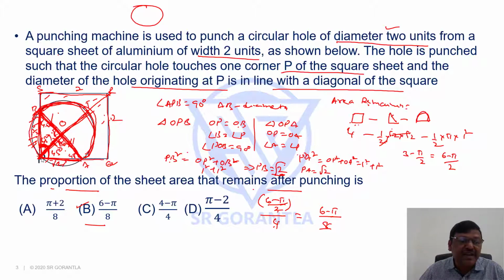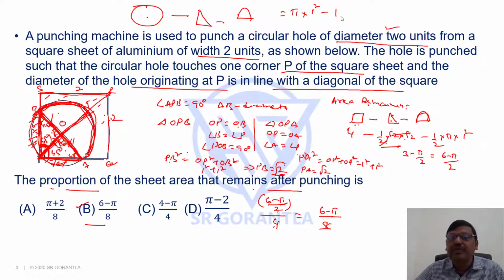This is the entire circle, minus this I have to remove. What is this? We already discussed here. That's nothing but one right angle triangle and one semicircle. Right? So the area of the entire circle is going to be pi r square. Pi into r is 1 square, minus what is the area of the triangle we just got here? 1, because 1 by 2 into root 2 into root 2 we got 1, minus area of the semicircle.